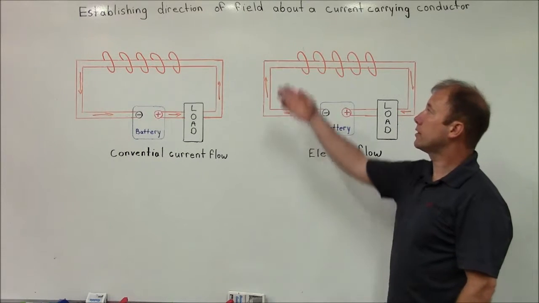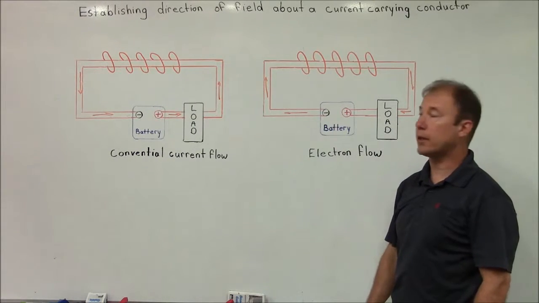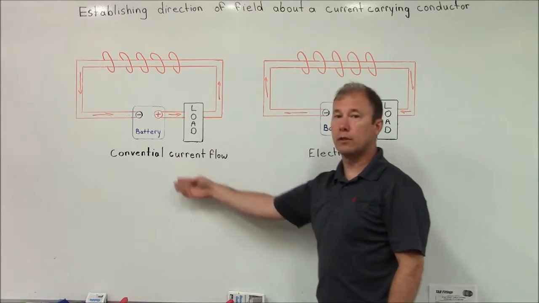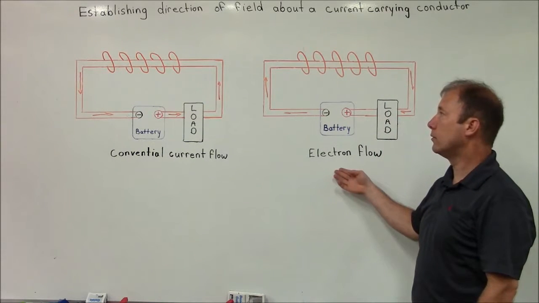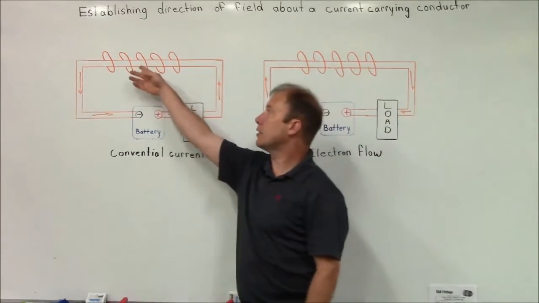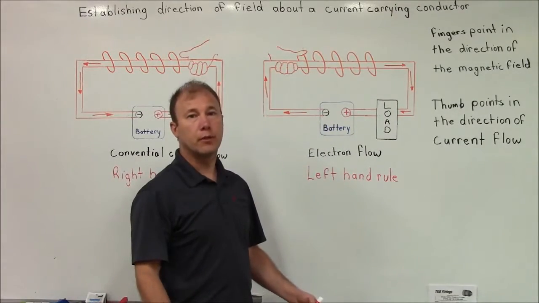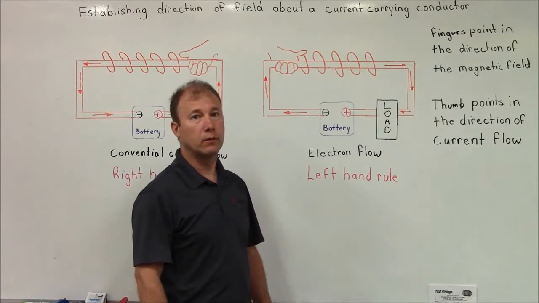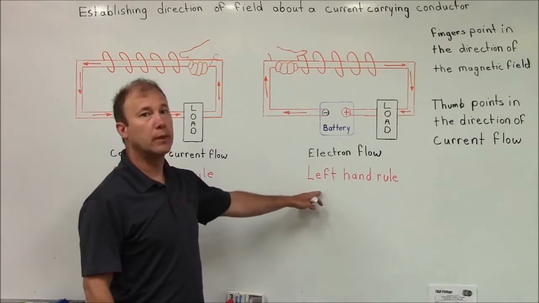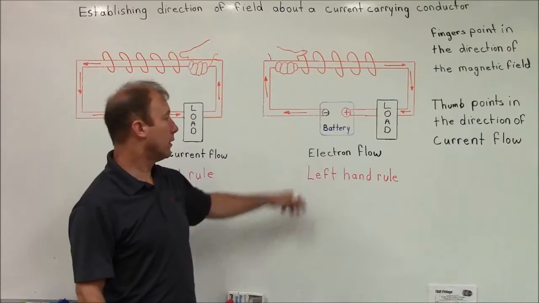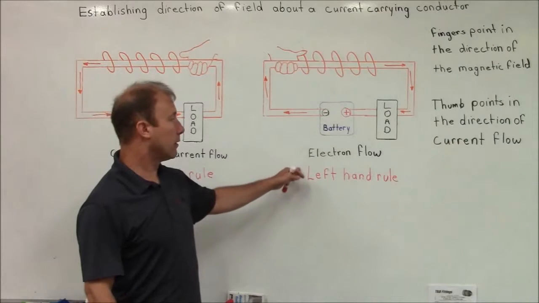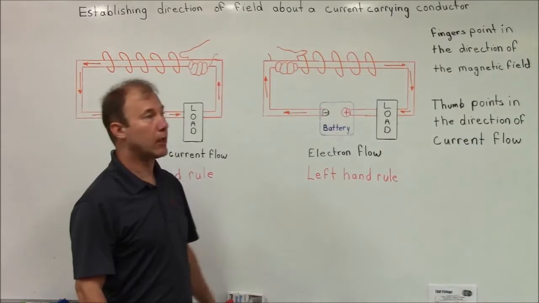Now, we're to establish the direction of field about a current carrying conductor. How do we do this? We've got conventional current flow and electron flow. So how do we determine the direction of the field? Well, there's two rules. There's the right-hand rule and the left-hand rule, depending on the direction of current flow. In this case, conventional current flow, we want to use the right-hand rule. And electron flow, of course, we want to use the left-hand rule.